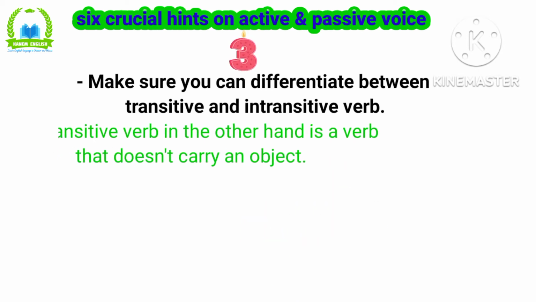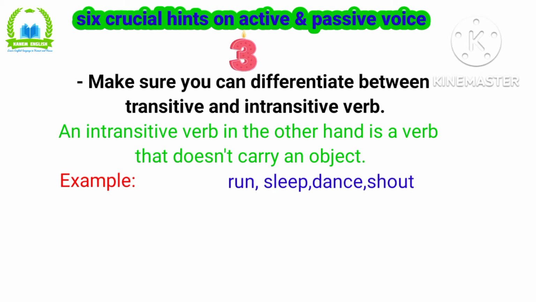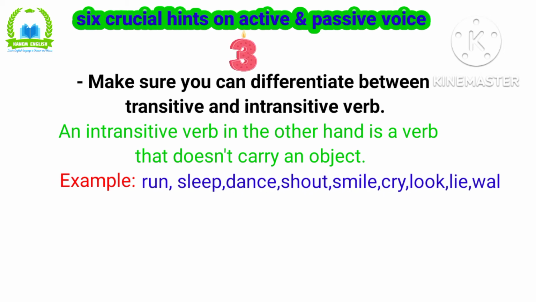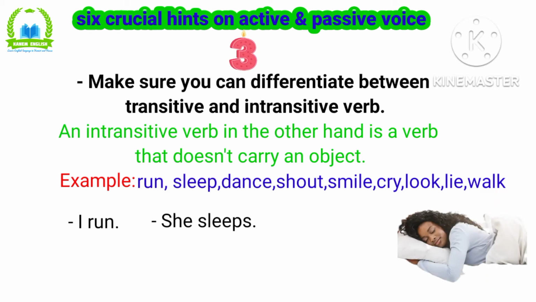Then an intransitive verb, on the other hand, is a verb that does not carry an object. Example, run, sleep, dance, shout, smile, cry, look, lie, walk. For instance, if I said I ran, you ran what? There is no object there. She sleeps. She sleeps what? I didn't touch anyone. Then this verb doesn't carry an object.